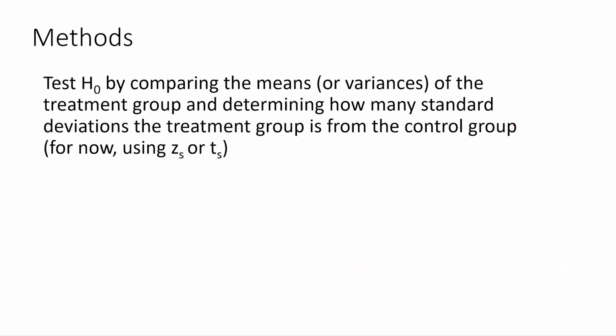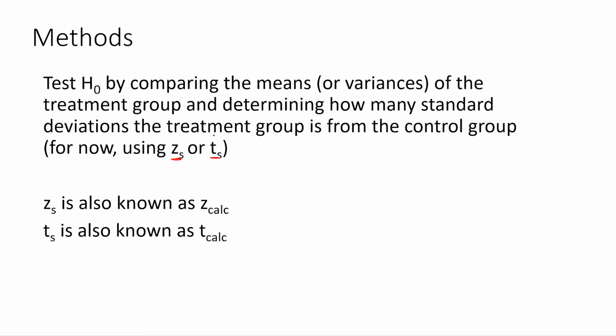We test our null hypothesis by comparing the means, or variances sometimes, of the treatment group and determining how many standard deviations the treatment group is away from the control group. And remember that these standard deviation units, how many standard deviations, is referring to our Z and T scores. The Z sub S and T sub S, S stands for sample, is sometimes represented as calc, and that's typically how I will refer to these, as T calc and Z calc.